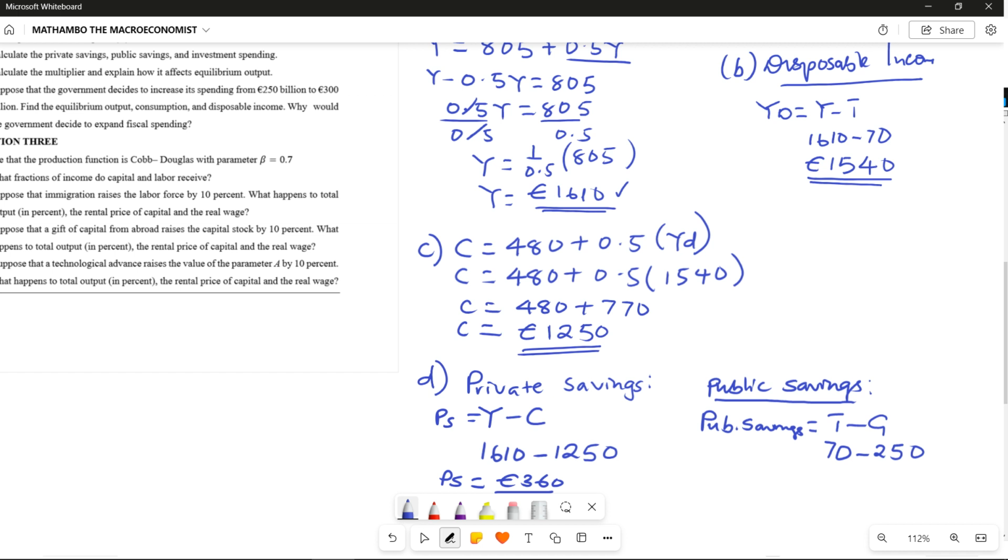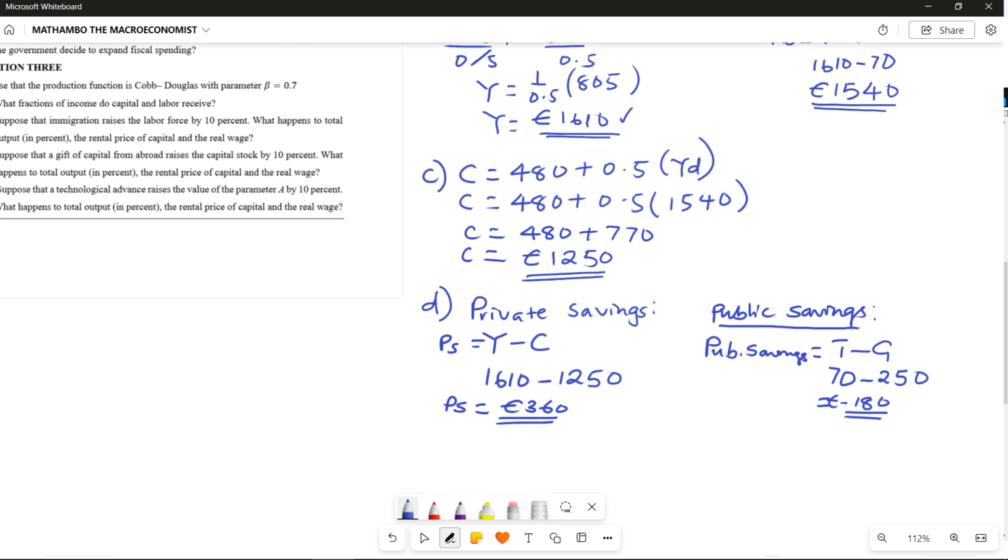So we have got minus 180, which is a deficit. Why is it a deficit? It is a deficit because the government is spending more than the total amount of its revenue. So I'm going to have minus 180 euros there as the public savings. In short, it's not saving anymore, because it's negative. Okay, all right, so we've got that.